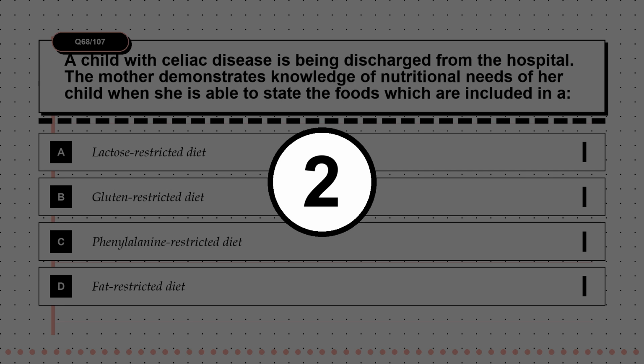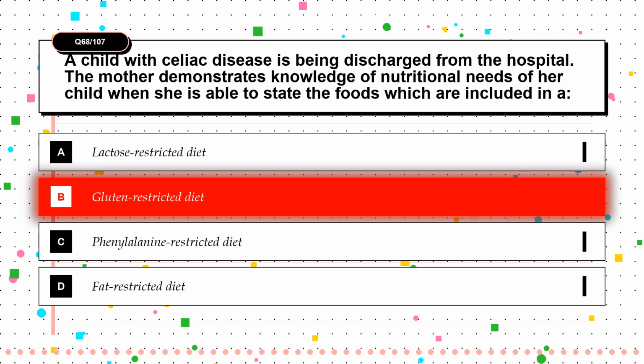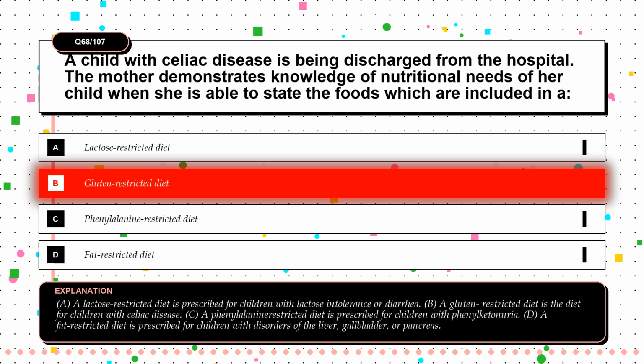The correct answer is option B. Gluten-restricted diet. A lactose-restricted diet is prescribed for children with lactose intolerance or diarrhea. B. A gluten-restricted diet is the diet for children with celiac disease. C. A phenylalanine-restricted diet is prescribed for children with phenylketonuria. D. A fat-restricted diet is prescribed for children with disorders of the liver, gallbladder, or pancreas.